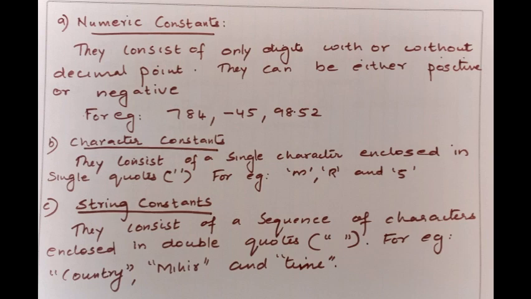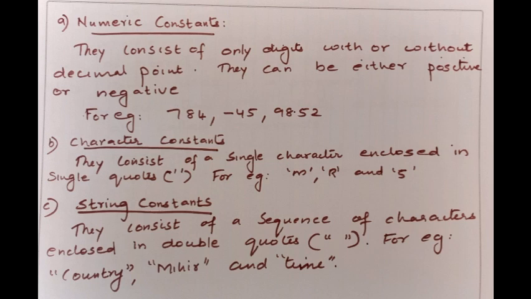Okay. Next is about character constant. They consist of a single character enclosed in single quotes. You can see the example. So it should be enclosed in single quotes. Then string constant, they consist of a sequence of characters enclosed in double quotes. For example, country, okay, it should be double quotes. So these are some valid string constants. So you understood the three types of constant: numeric, character, and string constant. In the numeric constant, it consists of either positive or negative values.